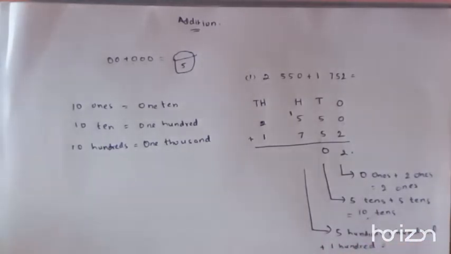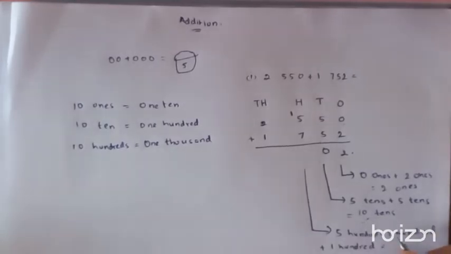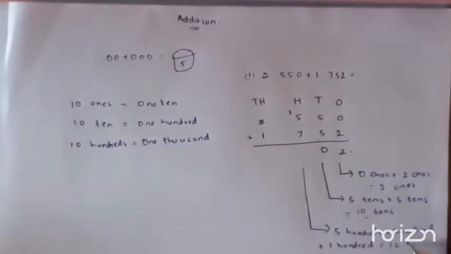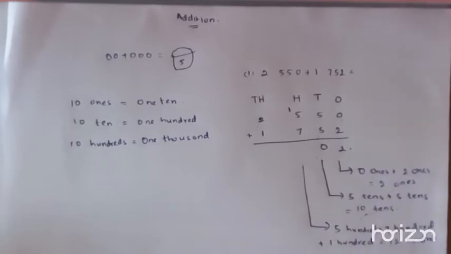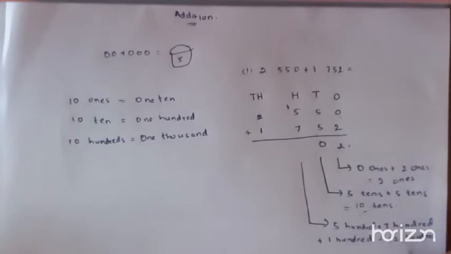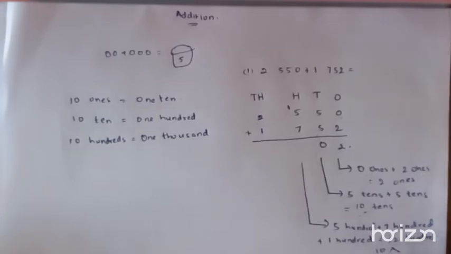So we have 500, 700, and 100 together. So 5 plus 7 is 12. 12 plus 1 is 13, so 1300s. So now I realize we have 1300s. Now this 1300s, we're going to split it up into two parts. We're going to split it up into 10 hundreds and 300s.